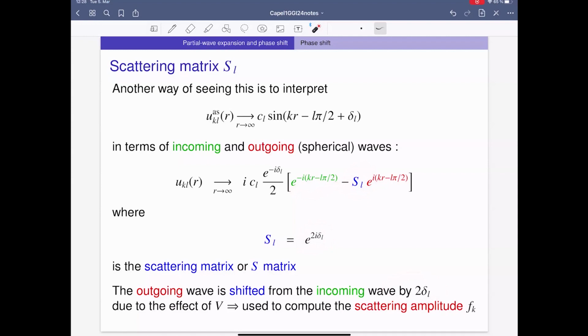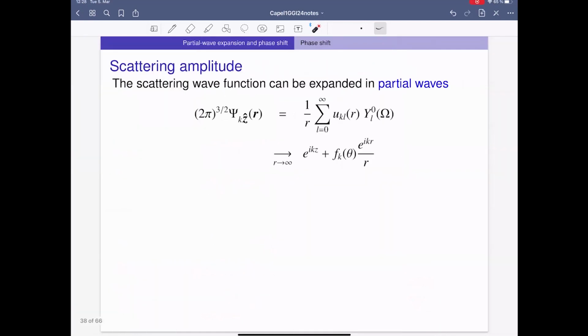You can't measure what's going on really close, when the two particles interact at the Fermi level. You can only measure what happens when the particles are very far from each other. And so the effect of V has to be encoded into this phase shift. So the question is, since the cross section is obtained from the scattering amplitude, we should be able to compute the scattering amplitude from the phase shift. And that's exactly what we are going to do.